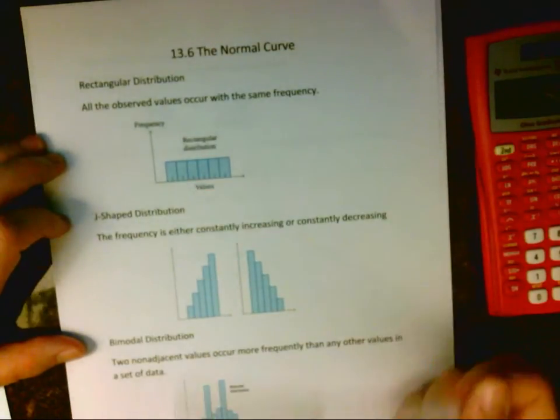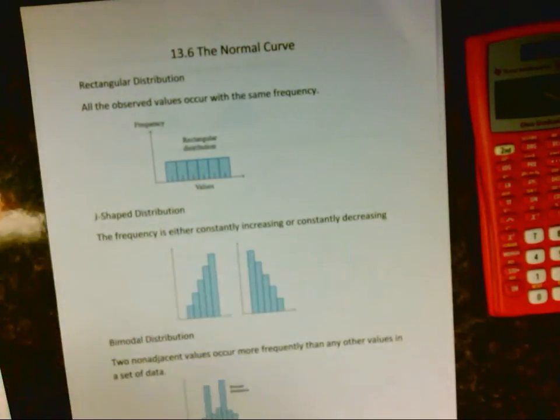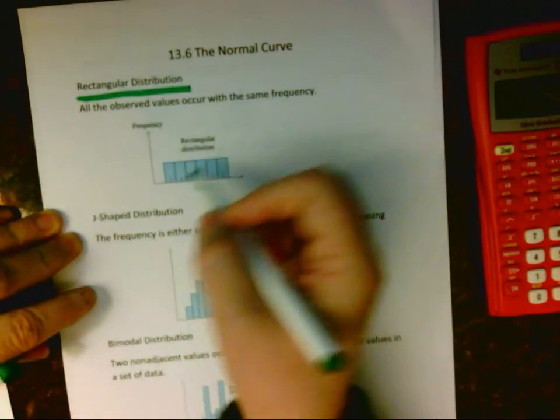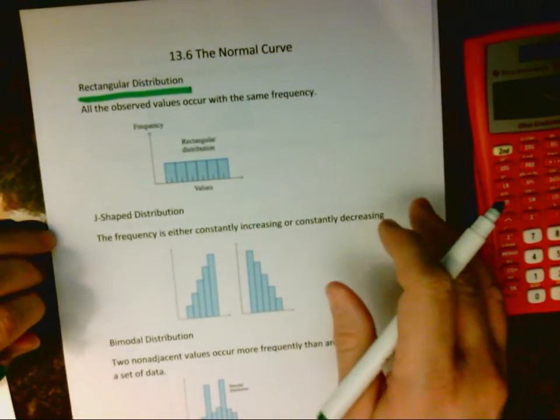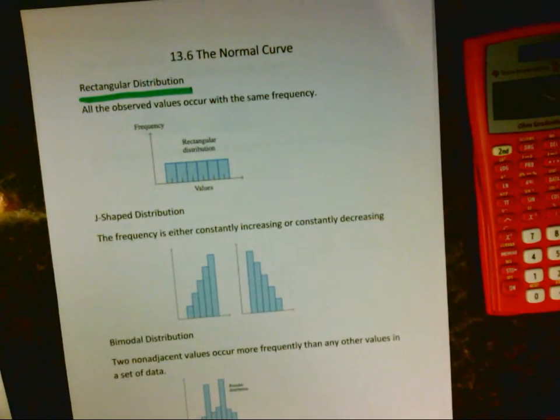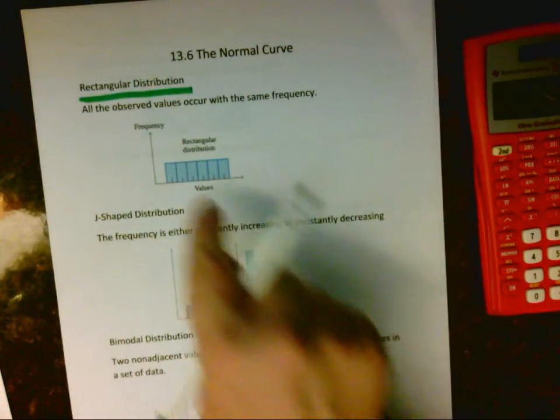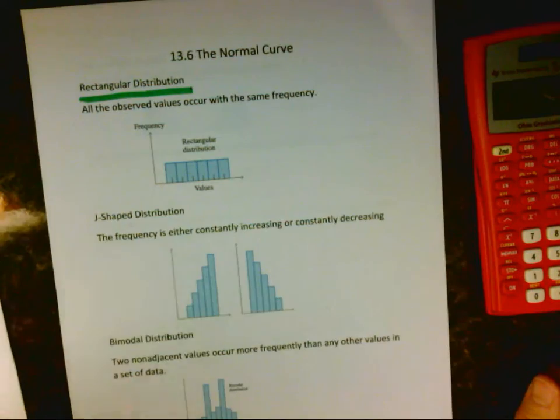This first graph is called a rectangular distribution. You'll notice that it's shaped like a rectangle. All the observed values occur with the same frequency, so they're the same height.